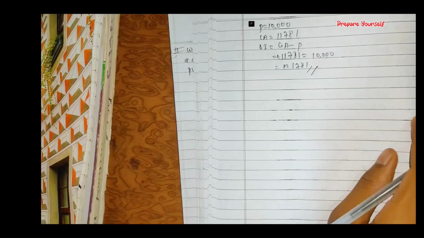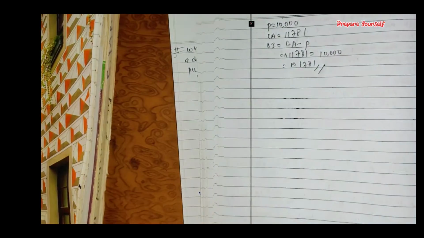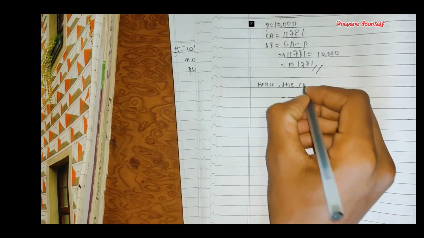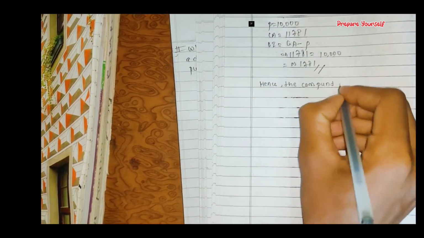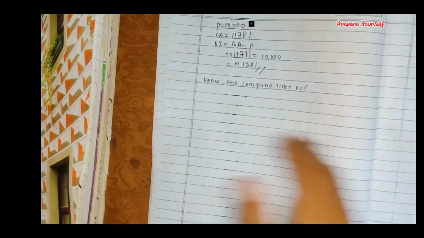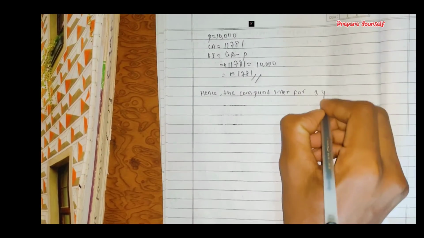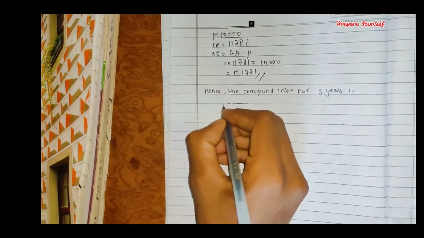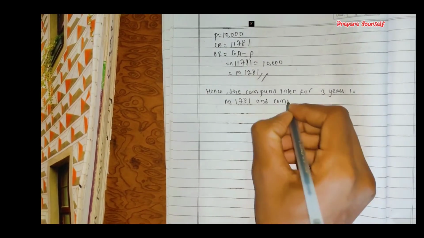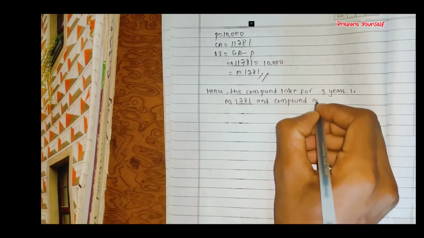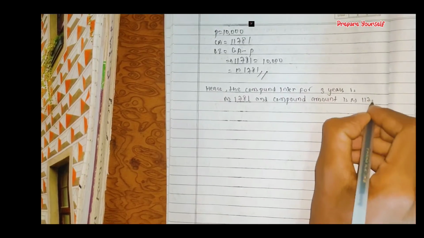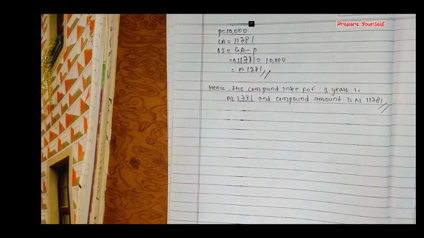Sorry, my mistake. So hence the compound interest for 3 years is rs 1781, and the compound amount is rs 11781. Okay, so we'll move to another question.